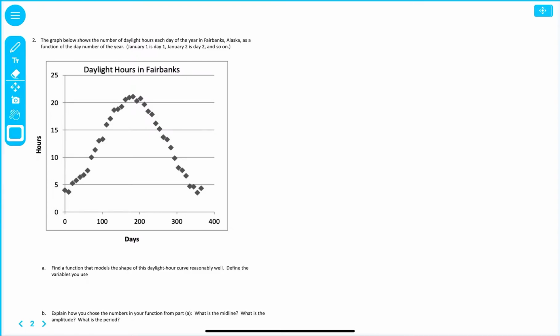Once again, are these going to be absolutely perfect? No, but we're going to do something reasonably well and define the variables that you use. How are we going to find the amplitude? That's the first thing. Let's start with amplitude. Amplitude, omega, h, k, y. How are we going to find the amplitude here?